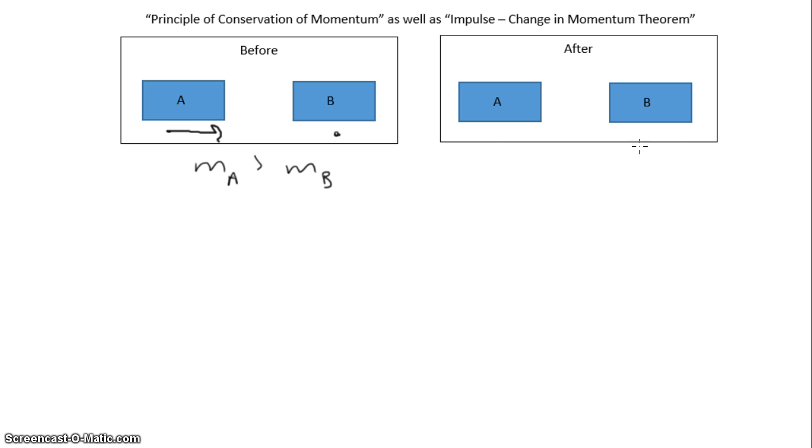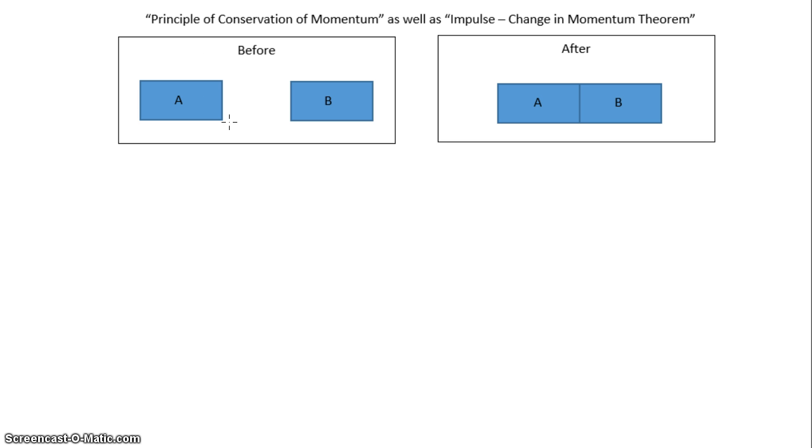You may have guessed B is going to travel this way now. You may have guessed A bounces backwards. You may also have guessed that A moves forward still. I'm not going to tell you yet. Maybe A continues, maybe it doesn't. But it's pretty certain that B would move to the right because it got hit and got pushed to the right. We have another type of collision that we could talk about.